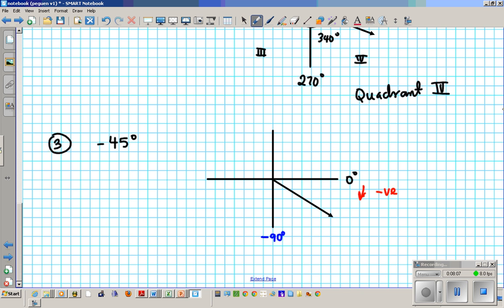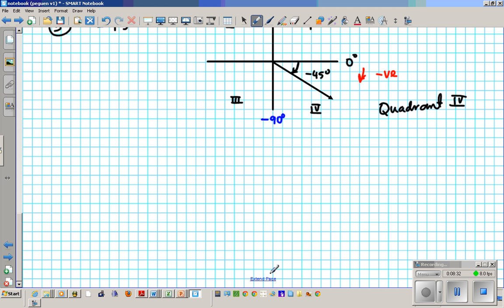Alright, what was the direction of our rotation? Downwards. Right there, like this. So this angle is negative 45 degrees. And it's in quadrant 4, for 1, 2, 3, 4. Quadrant 4. Okay? So quadrant IV. Okay? Alright, now let's take a look at another example.